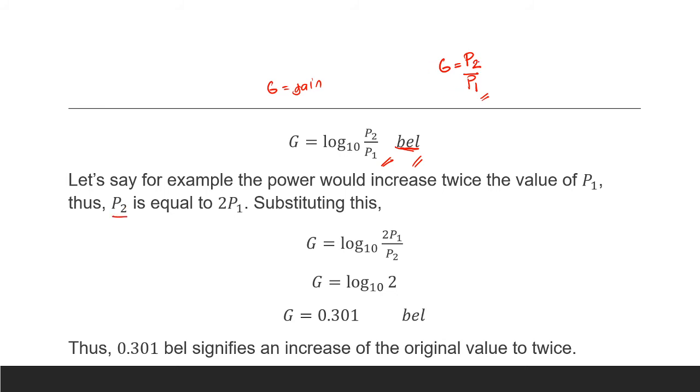So, P1 will become double of P2. It will be equal to P2, so P2 is twice of P1. Let's substitute that in the equation. We will have log of G is equal to log of 2P1 over P1. So, P1 will cancel, and what remains is log 2. Just like that. When we calculate this log 2, we will arrive at 0.301 Bell.